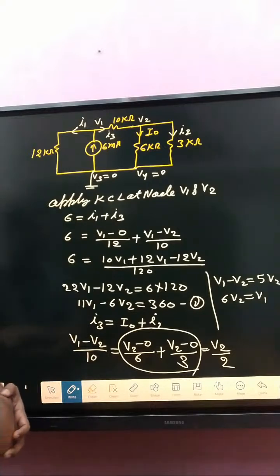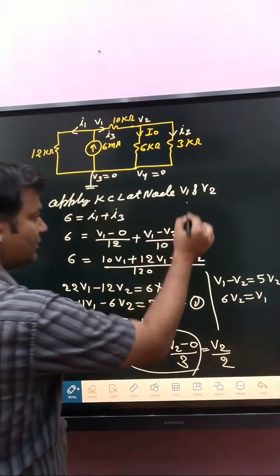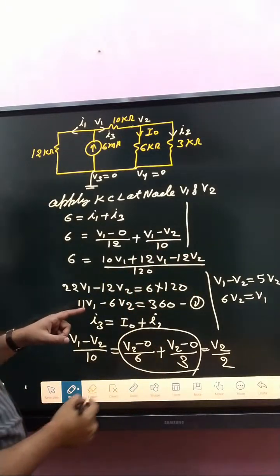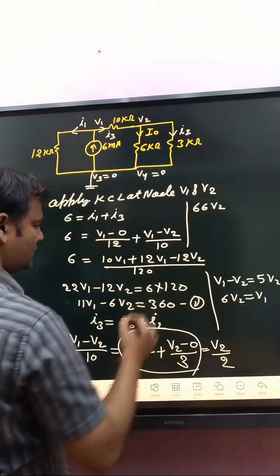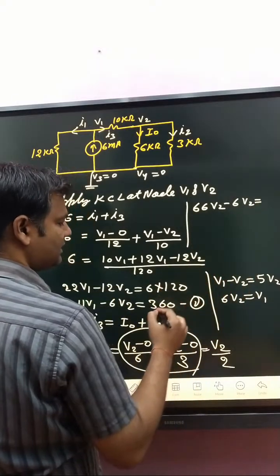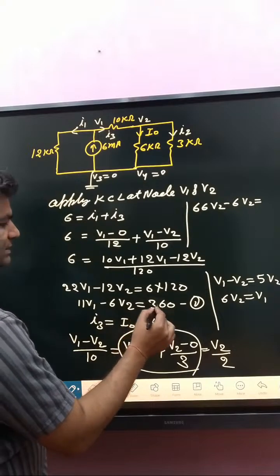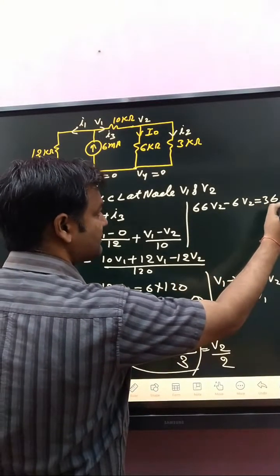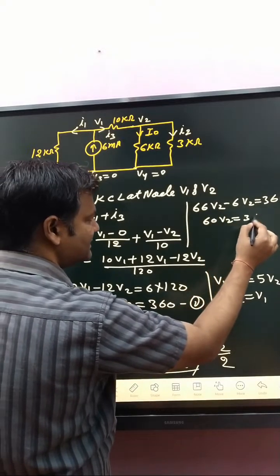So V1 replace, basically our motto. If you put that value here, then we get how much? 11 into 6, that is 66 V2 minus 6 V2. This will equal to how much? That is 360, so 60 V2 is equal to 360.